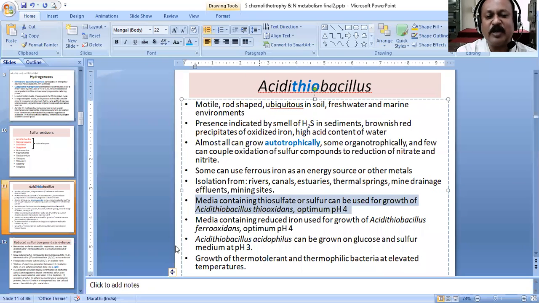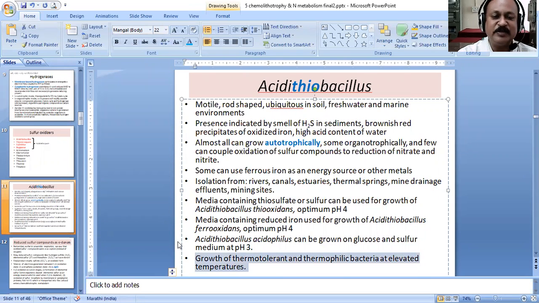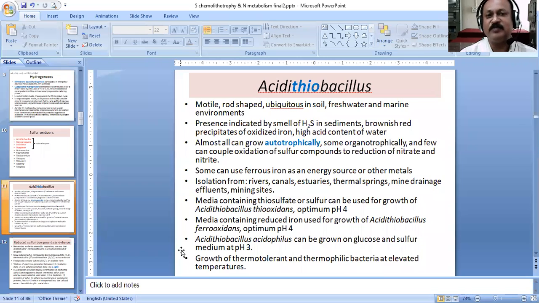Now, there may be some organisms which, in addition to acidophilic nature, are also thermotolerant, or they could be thermophilic bacteria also. So these organisms can be grown in the laboratory provided the temperature of the medium is increased. The growth temperature should be more than say 40 degrees or 50 degrees, or sometimes they can grow even at a higher temperature of say 70 or 80 degrees.